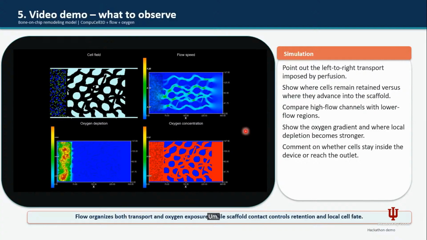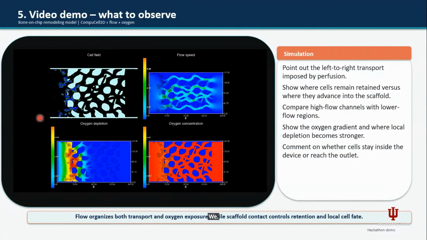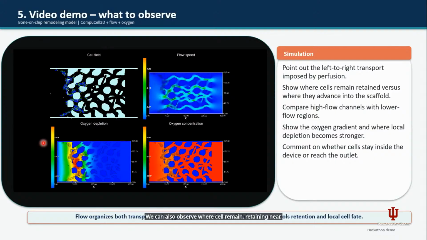We have the cell field, the flow speed, the oxygen depletion, and then oxygen concentration. The important point is to compare where cells move with the local flow pathways. We can also observe where cells remain retained near scaffold structures and where they progress downstream.